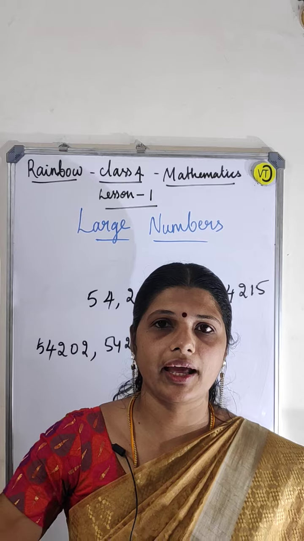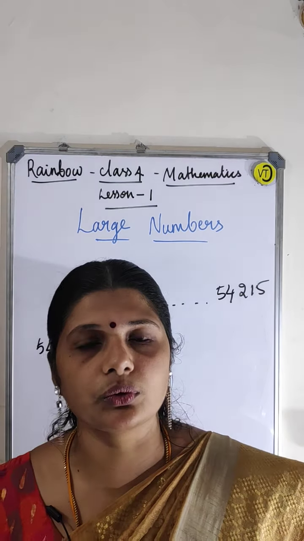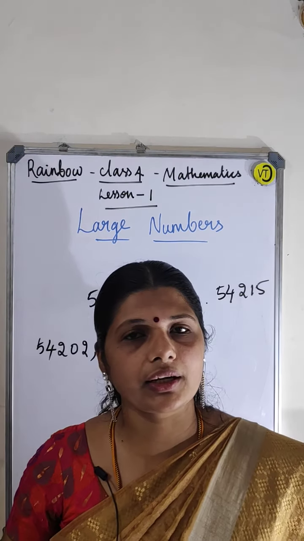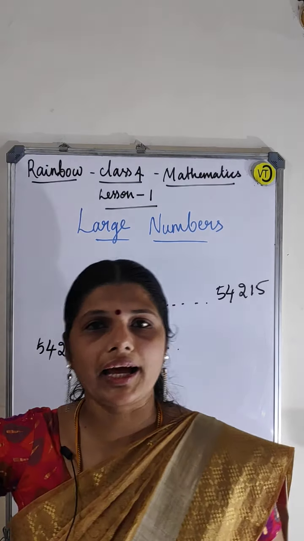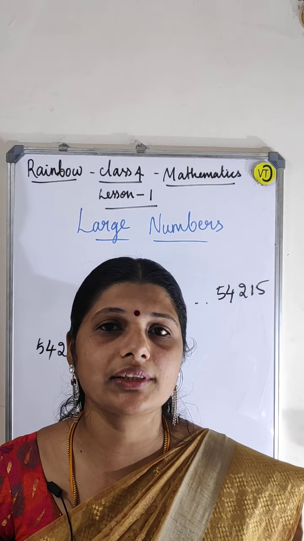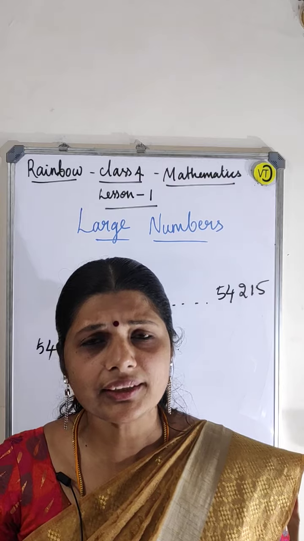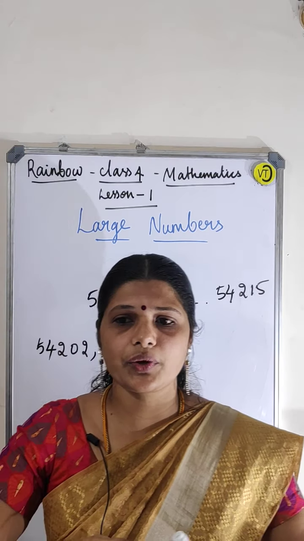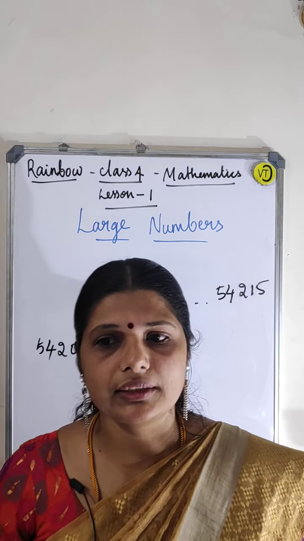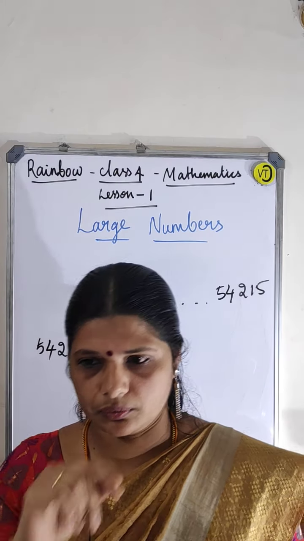1,21,431, 1,21,432, 1,21,433. So going on, the last number will be 1,21,439. Okay, this way you can write all the numbers between those two numbers.